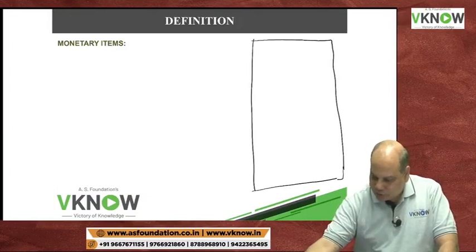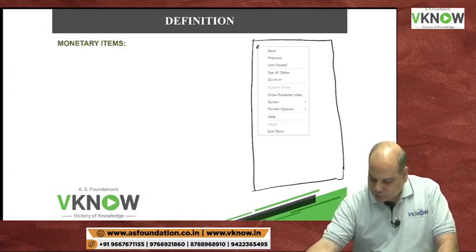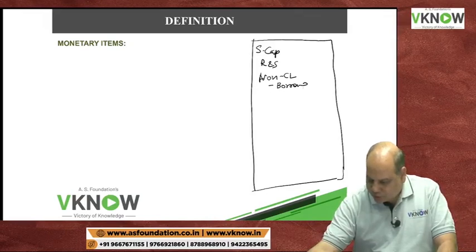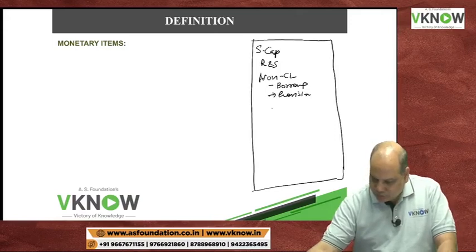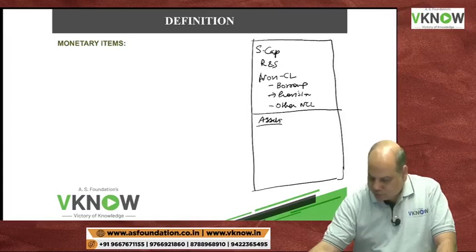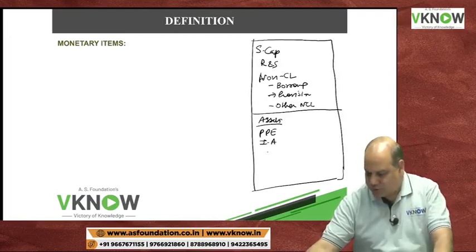In this balance sheet, you have share capital, reserve and surplus. Then you have non-current liability, where you may have some borrowing, provisions, other non-current liability. Then you have the asset side, you have property, plant, equipment, intangible asset.